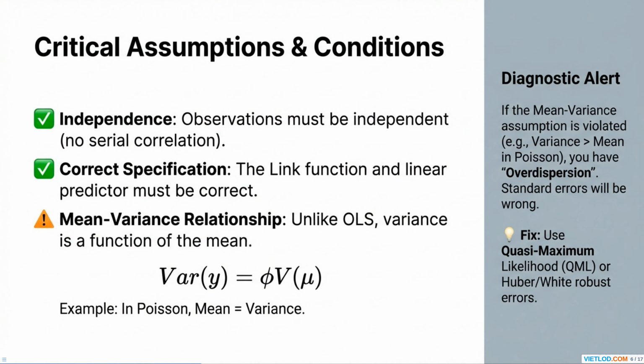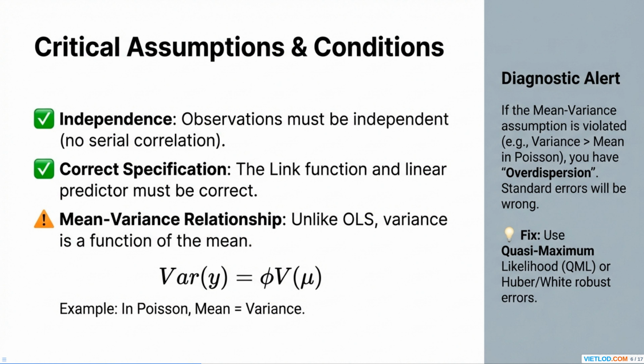First, the observations must be independent. This is similar to the no serial correlation assumption in time series analysis. Each data point should not be predictable from the previous one. Second, the model must have the correct specification. This means you've chosen the appropriate link function and included the correct set of predictors in your linear model.